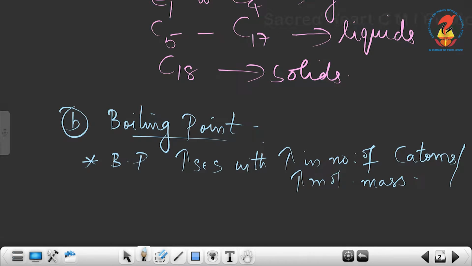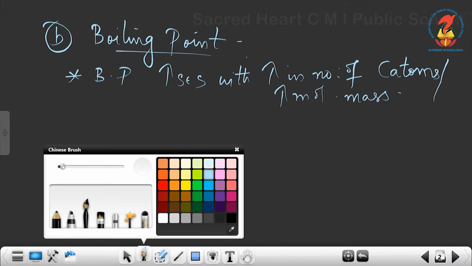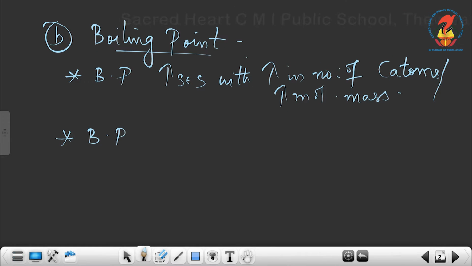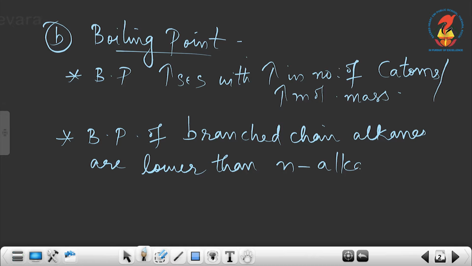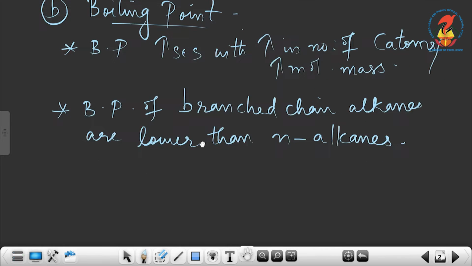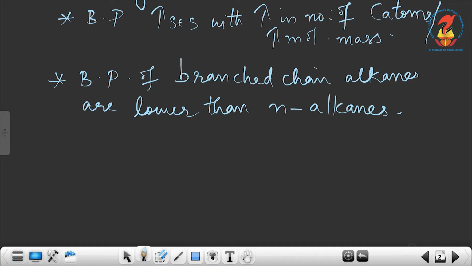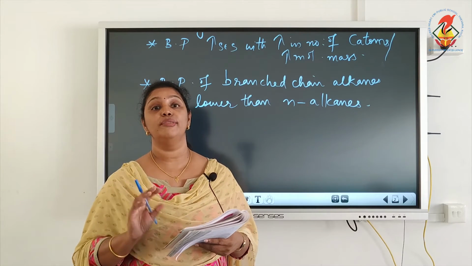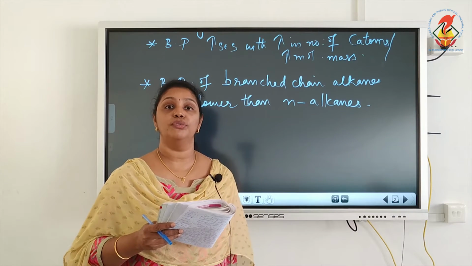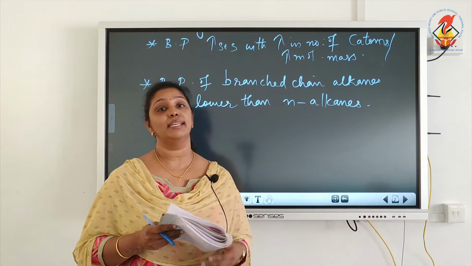Now, the second point to be noted under boiling point is that the boiling point of branched chain alkanes is lower than normal alkanes. Normal alkanes means straight chain alkanes. Now, why do branched chain alkanes have lower boiling point than normal alkanes? Because we know that with branching, the surface area decreases. So, van der Waals force of attraction decreases, and boiling point decreases.